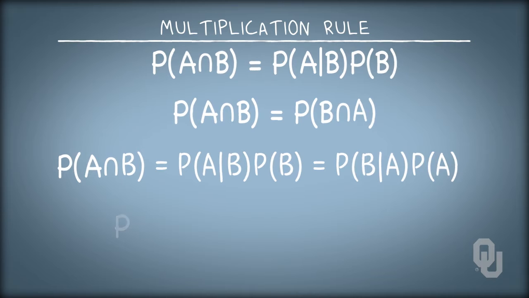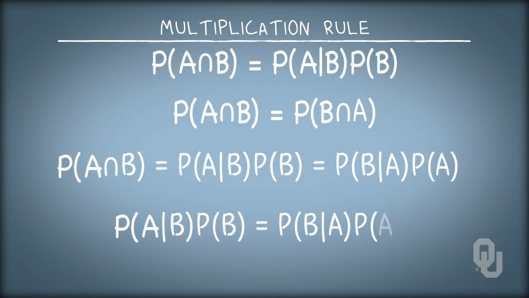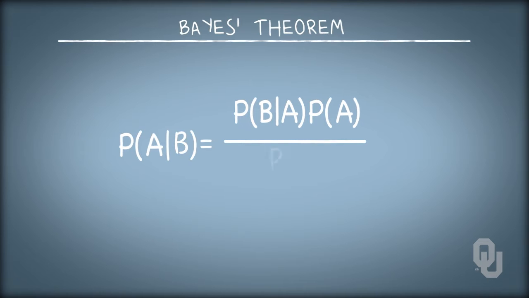This means that the probability of A given B times the probability of B is equal to the probability of B given A times the probability of A. Dividing both sides by the probability of B gives us an alternative way to calculate the probability of A given B if we can quantify the probability of B given A. This result is referred to as Bayes' theorem.